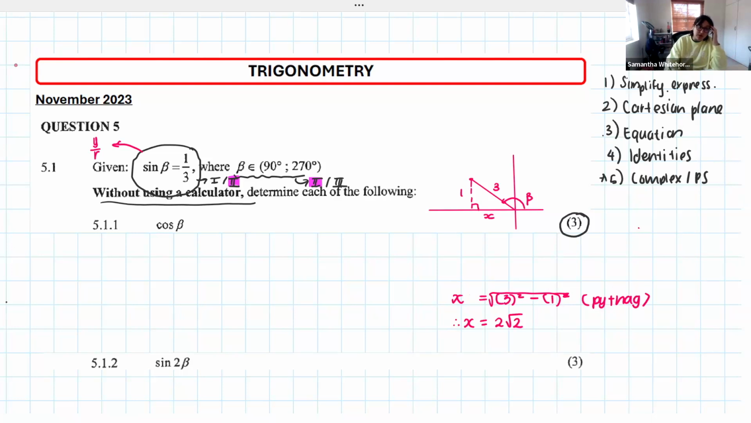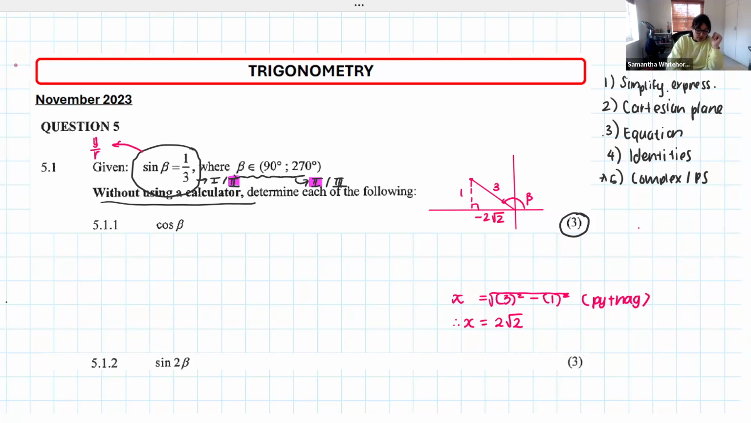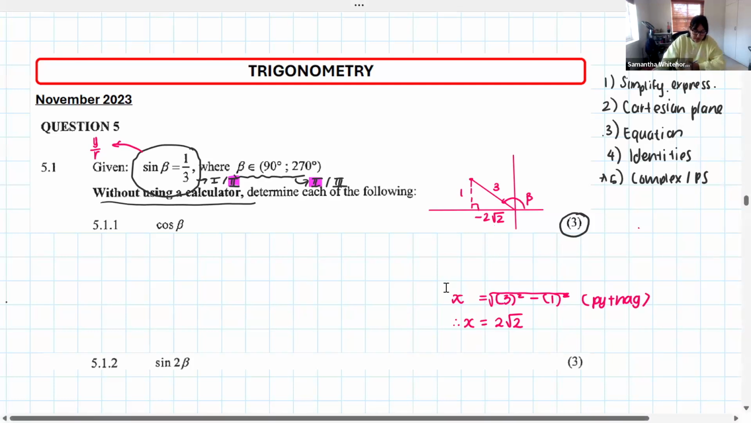Now what's really important, grade 12s, is that you double check your diagram, you double check the quadrant you're in, and you double check what sign your x and your y value should be. So my y value is a positive 1 because it's above my x-axis. But if we look at where we are in the Cartesian plane, x is negative. So this length for x that I have just determined is negative 2 square root 2. If you want to leave it as square root 8, that is absolutely fine. There's nothing wrong with that. I've just simplified it as much as I can, but it really doesn't matter.